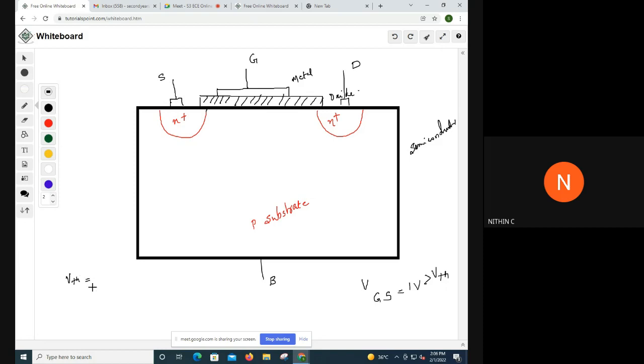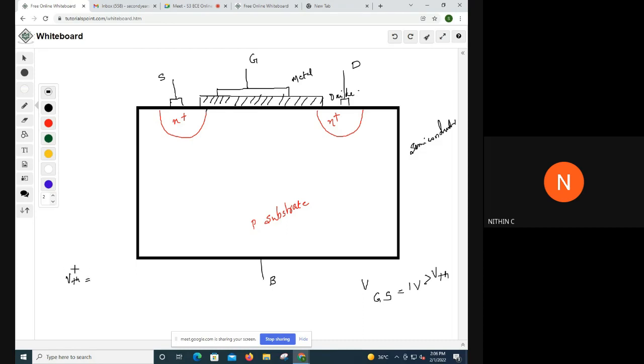VTH is the threshold voltage. What is actually VTH? VTH is the VGS voltage itself. It is not a voltage that we apply separately; it is the VGS at the point where inversion occurs that we call VTH. VTH is nothing but the VGS voltage at the point where the inversion occurs.